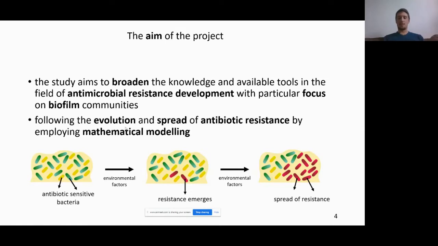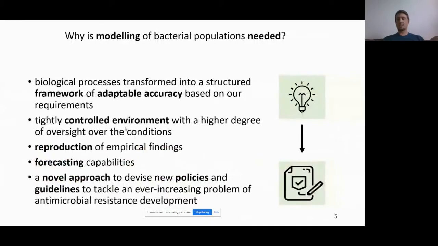So in this study, we aim to broaden the knowledge and available tools in the field of antimicrobial resistance, with particular focus on biofilm communities, by employing mathematical modeling and specialized software to follow the evolution and spread of resistance in such populations. You might ask yourself, why is this even needed? Why not just perform a classical laboratory experiment and observe how bacteria evolve over time? This is indeed possible, but it has several drawbacks.